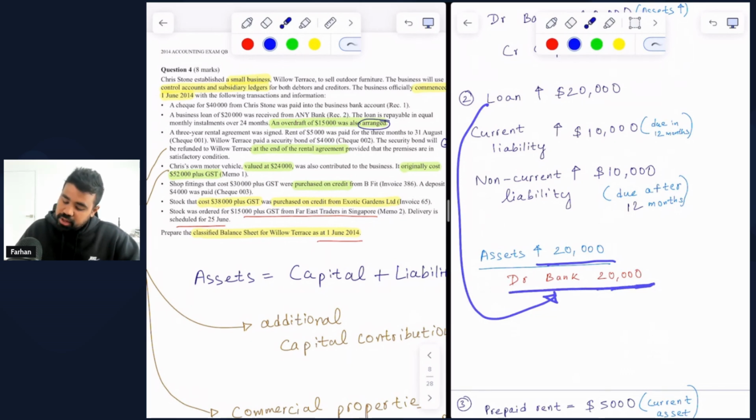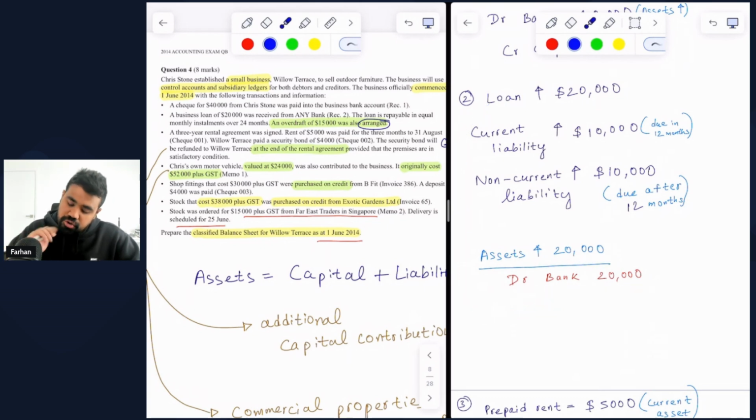All right. And the credit side of this journal entry is basically the two liabilities, the current liability of $10,000, referring to the short-term loan repayment, and the non-current liability being $10,000, referring to the loan repayment after 12 months, in between month 13 and month 24 inclusive. All right. So this is what we have so far for point number 2.